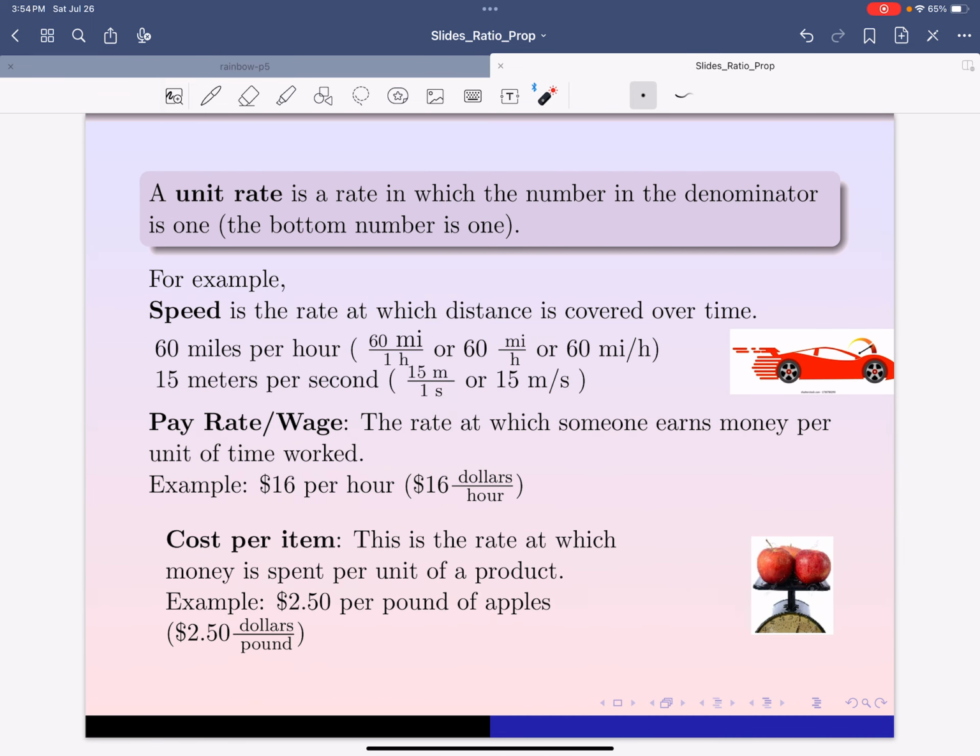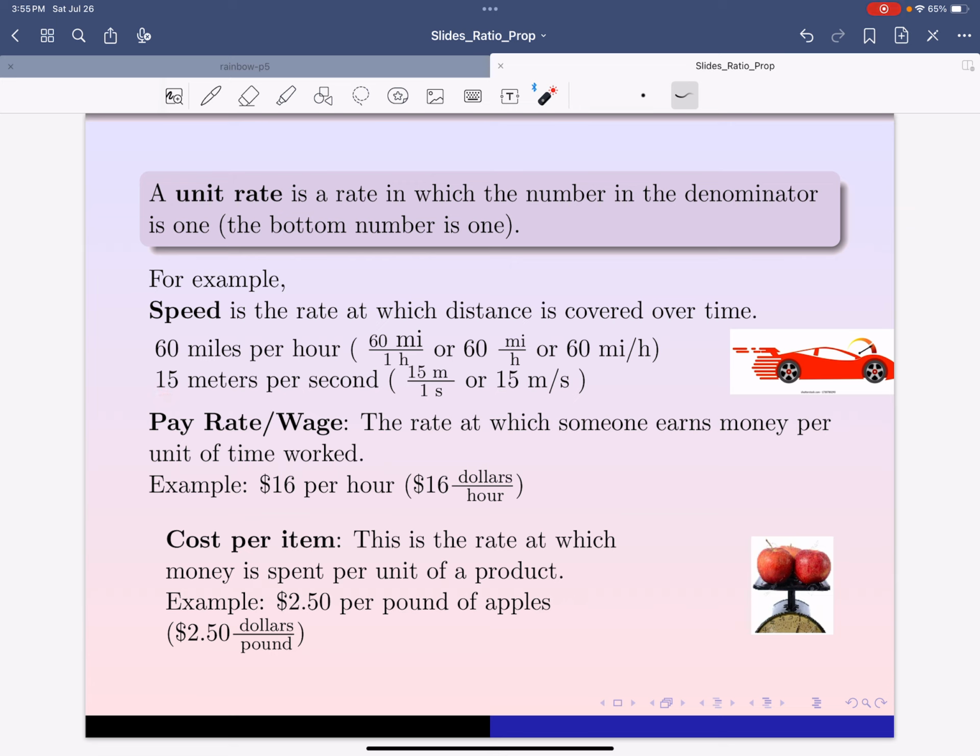A unit rate is a rate in which the number in the denominator is 1. Denominator means on the bottom. For example, a speed is a rate at which the distance is covered. So 60 miles per hour. We have 60 miles per 1 hour. So that's a unit rate. And this can also be written as 60 miles per hour, or we can write it in this form, 60 miles per hour. Or another example would be 15 meters per second.